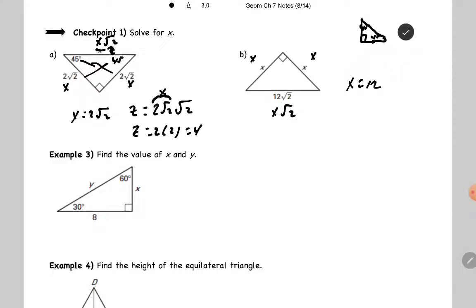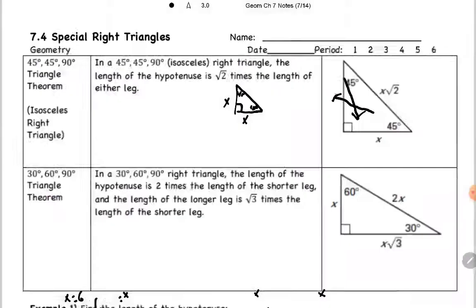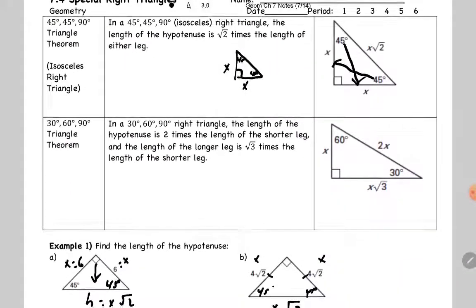So let's look at the pattern of the 30, 60, 90 triangle. So this one's a bit more complicated. So if I go opposite of the 30, that is called my x. Opposite of 90, I'll double that. And then opposite of the 60, I'll take my x value and times it by square root of 3.